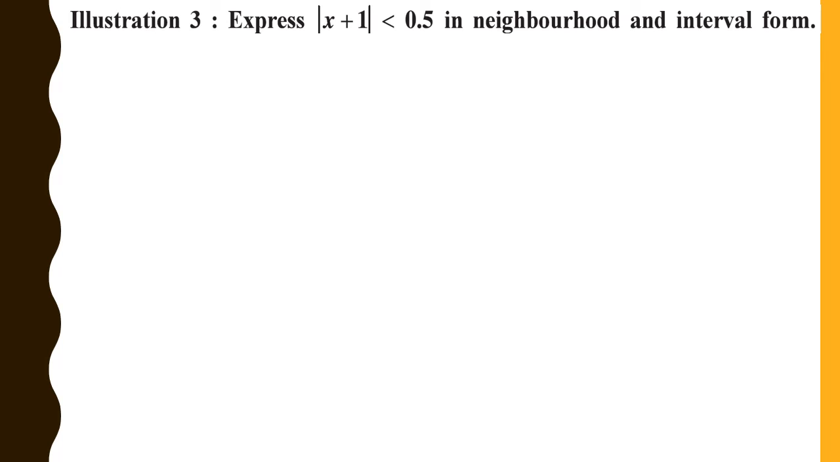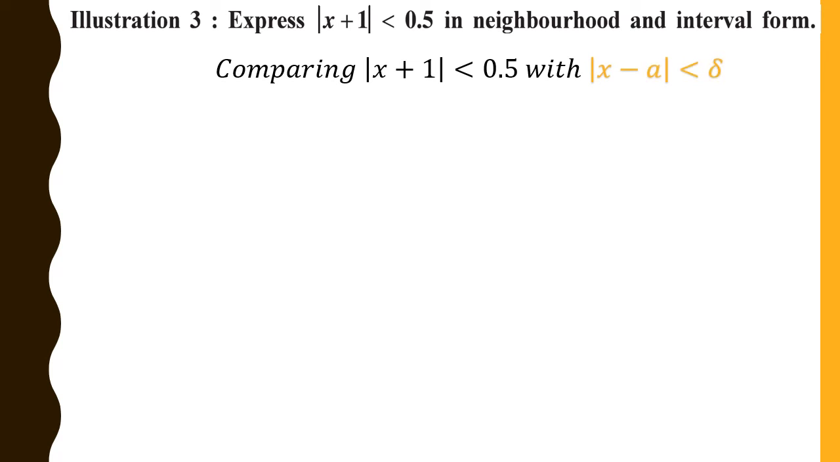Okay, now we have another question here. In the question itself, we have the modulus form. The question is given in modulus form and we have to write it down in the neighborhood and interval formats. First, we are going to compare |x + 1| < 0.5 with our modulus format of |x - a| < delta. Here a should be negative while in the question it is plus 1. So we have to change the sign. So what we get is a will be negative 1 and delta will be 0.5.